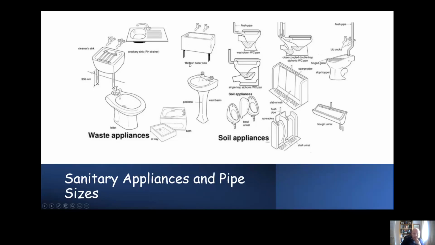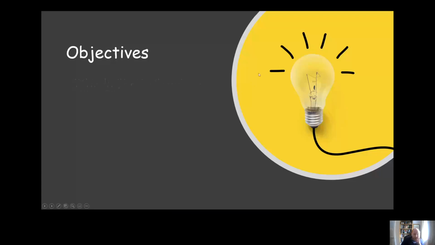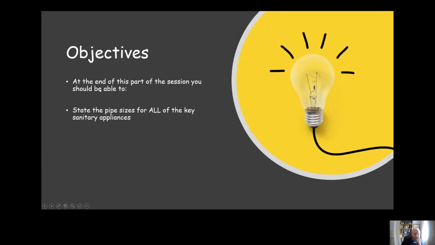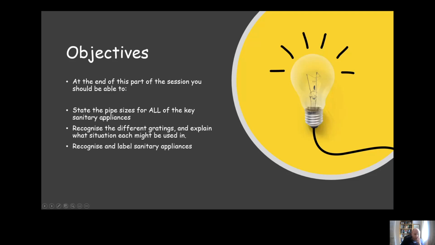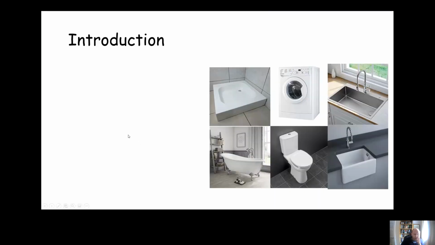Now we're going to look at sanitary appliances and pipe sizes. So the key objectives for this part of the session: I want you all to be able to state the pipe sizes for all of the key sanitary appliances, recognise the different gratings, sometimes known as waste fittings or waste connections, and explain what situation each might be used in.